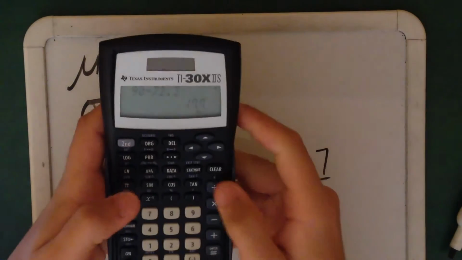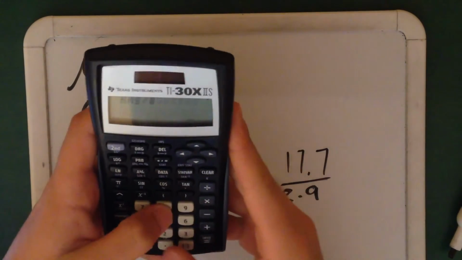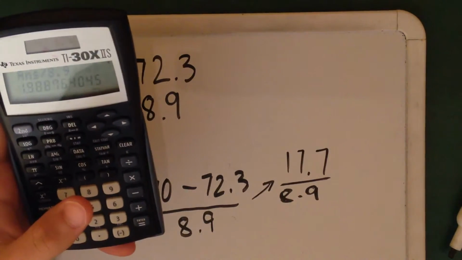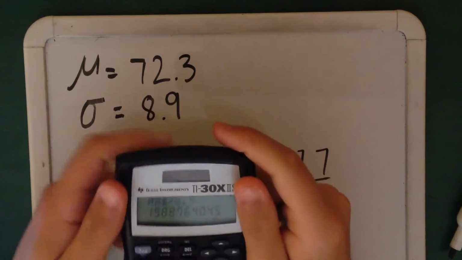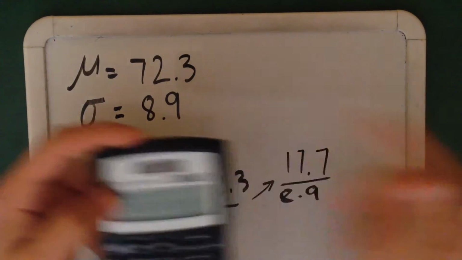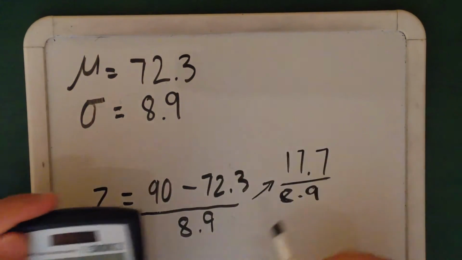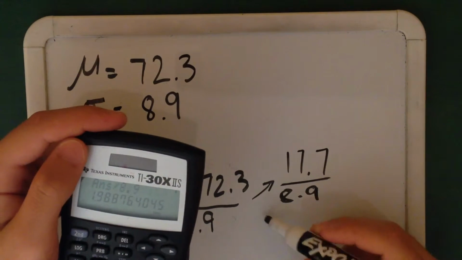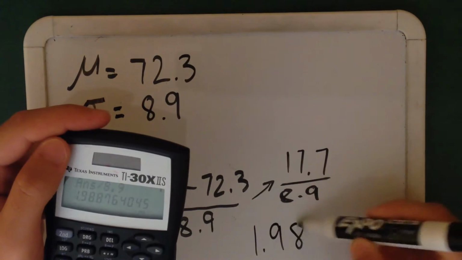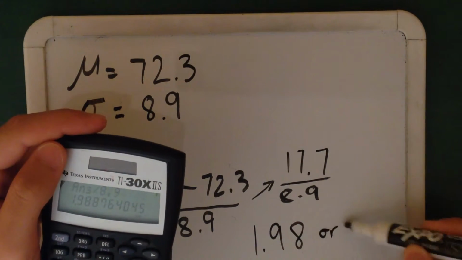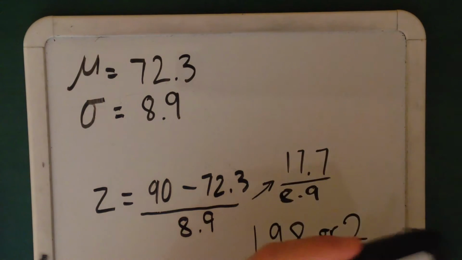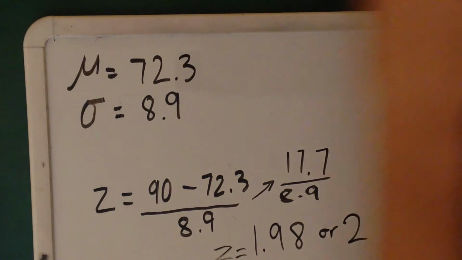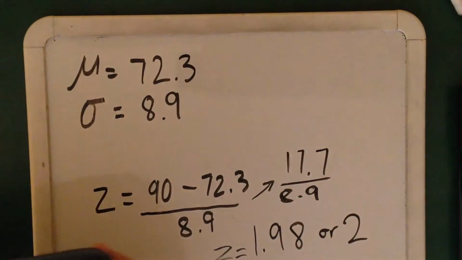And 17.7 divided by 8.9. Now I encourage you guys to do this with me, like do it along to make sure we're on the same pace. Now 17.7 divided by 8.9 will be 1.98, so we can keep it 1.98, or we can do it 2. It doesn't really matter. Now this is z. We found z. Once we found z, we go to our z-score table.